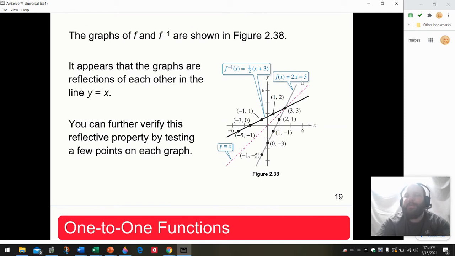Now, here's a better graph of what I just showed you. You can see in this graph, they went ahead and labeled some of the ordered pairs. I have -3, 0, -1, 1, and then 1, 2. If I look at that point 1, 2, right over here I've got the ordered pair 2, 1. The same with -1, 1 turning into 1, -1, and then -3, 0 turning into 0, -3. So all the ordered pairs from the original function flip, and then we get the ordered pairs for the inverse.